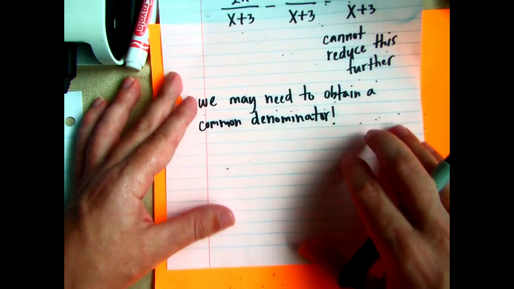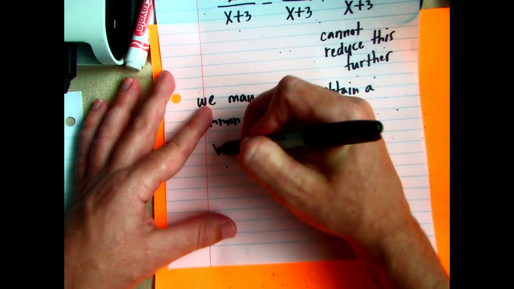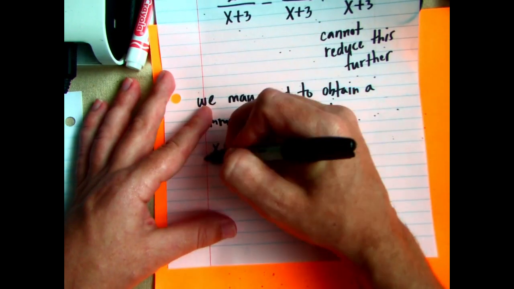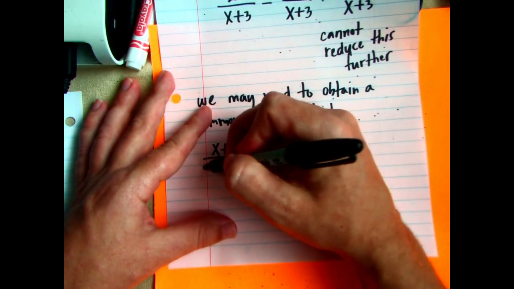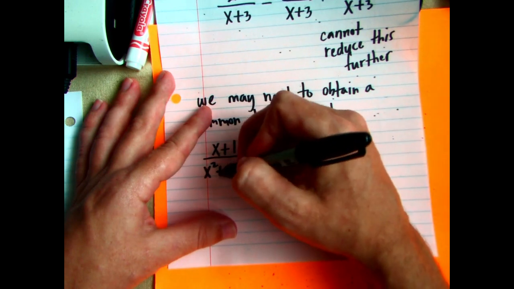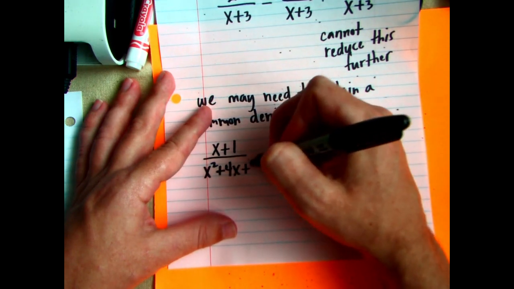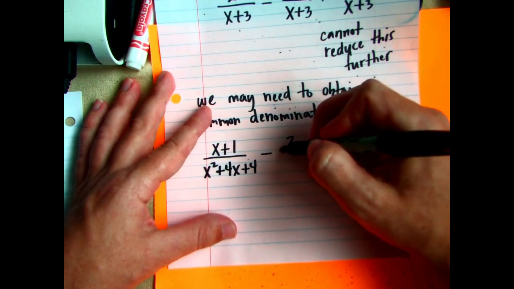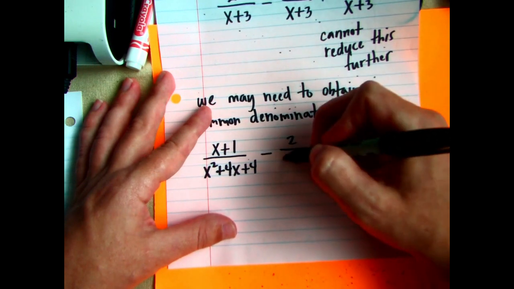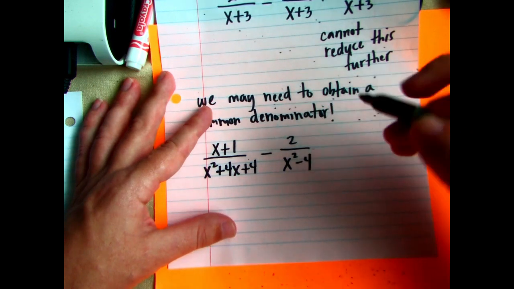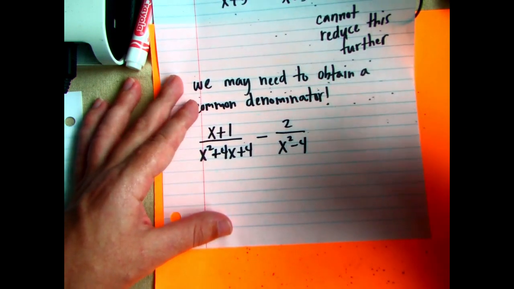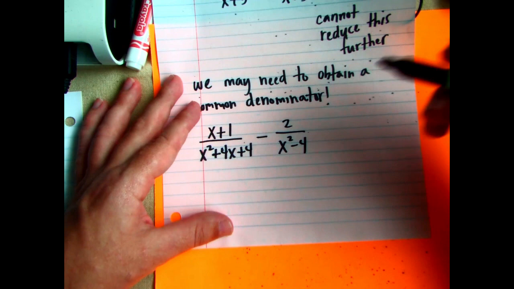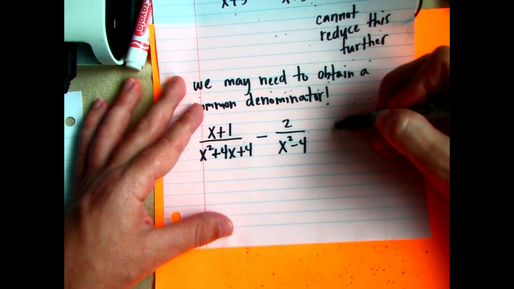So we'll move on to another example. This one we'll need to obtain a common denominator. So we're not going to start off with one. We have to somehow find a way to get a common denominator. So we start off with a big one here: x plus 1 over x squared plus 4x plus 4 minus 2 over x squared minus 4.